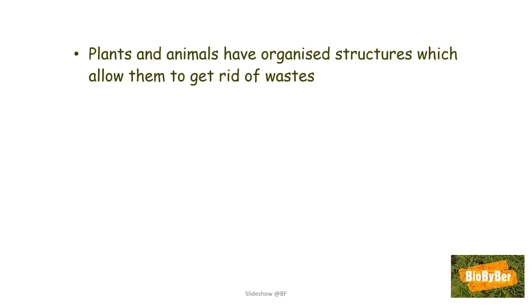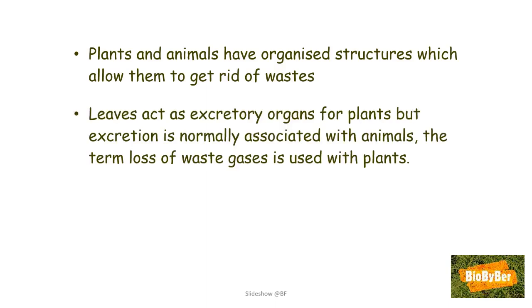Plants don't need excretion as much as animals. They make their own food, so they will not produce or take in as much waste, and they will get rid of their wastes through the openings called stomata. All in all, plants and animals have organised structures which allow them to get rid of the wastes. The leaves are going to act as excretory organs for the plants. However, excretion is normally associated with animals, and the term loss of waste gases is used with plants.